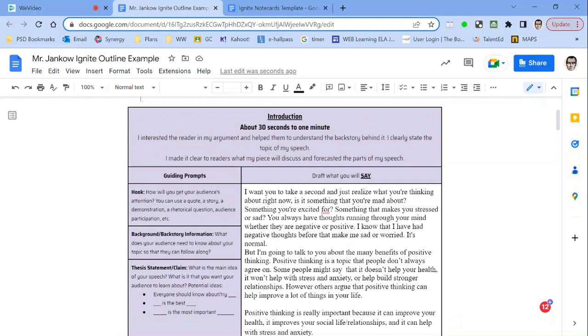I want you to take a second and just realize what you're thinking about right now. Is it something that you're mad about? Something you're excited for? Something that makes you stressed or sad? You always have thoughts running through your mind, whether they are negative or positive.